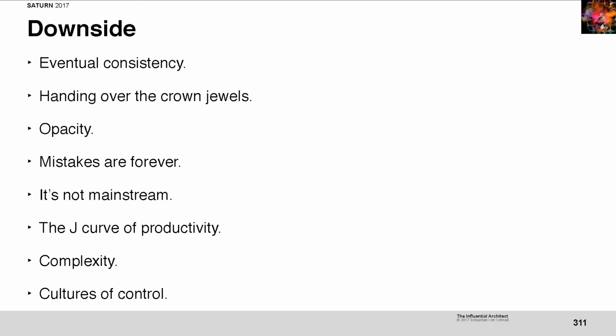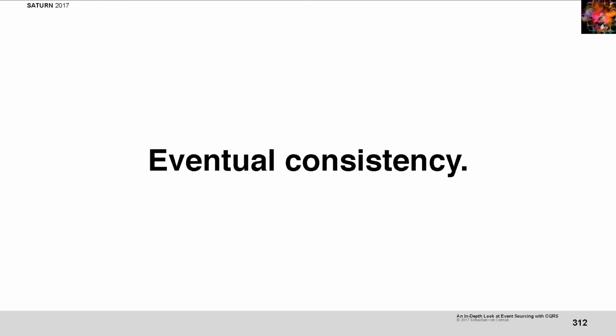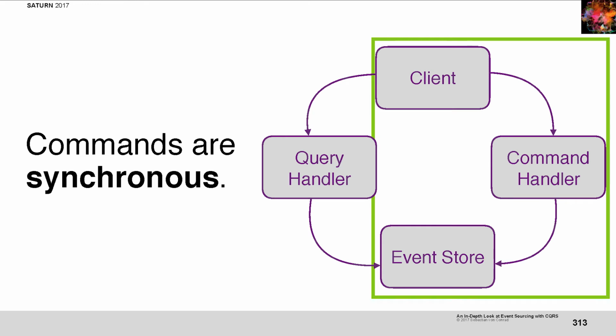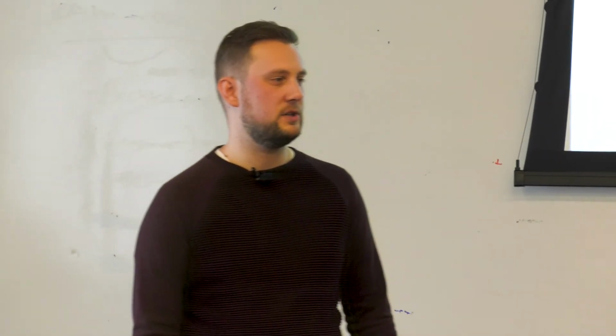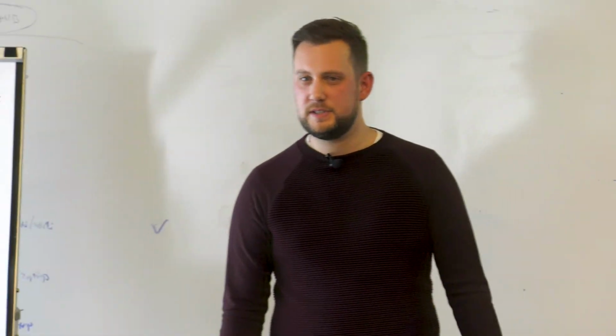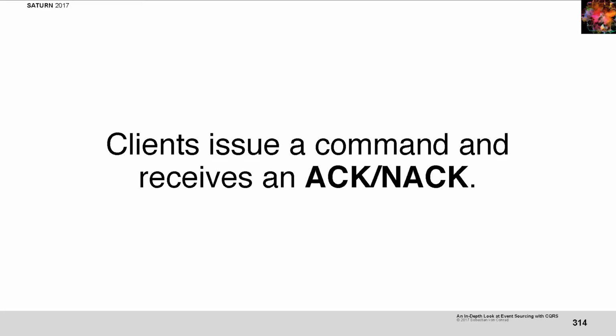So, what are the downsides? This is the list. Eventual consistency is first. Let's dig into it. We talked before that commands are synchronous, right? We send a command, it gets immediately evaluated, and if it's successful, it puts an event into the event store. And that's a synchronous operation. The client gets immediate feedback of whether that was successful or not via effectively an ACK or a NACK.